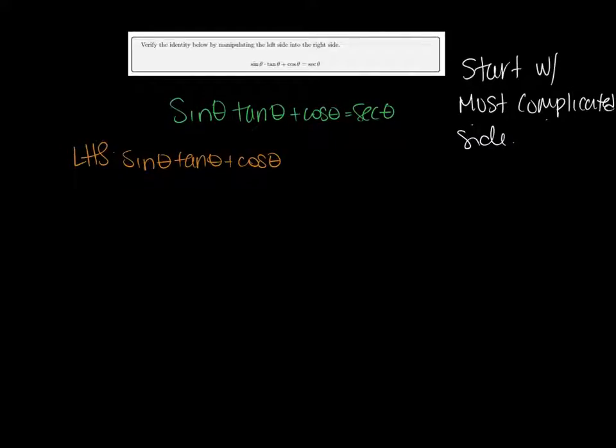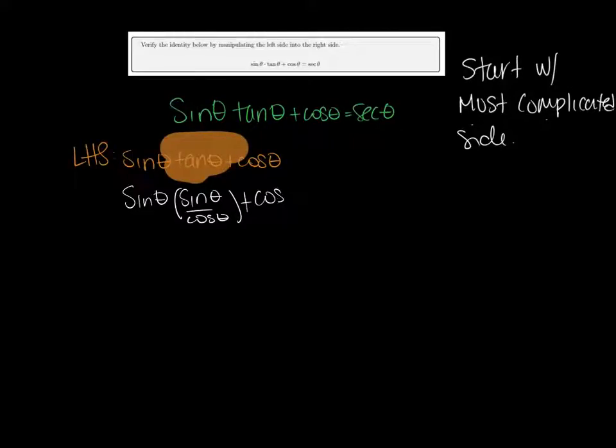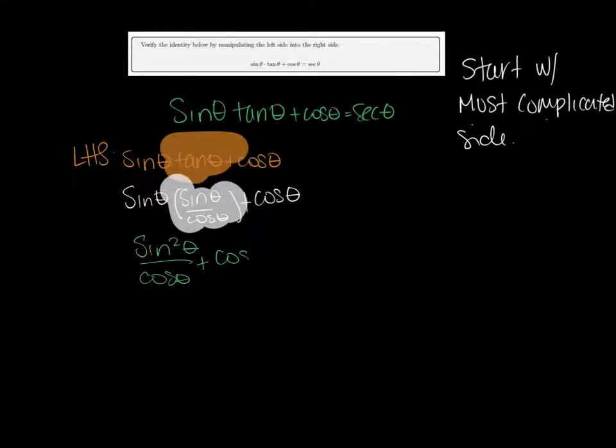Notice that we have a tangent theta right here. So we want to convert that into sine and cosine. When we do this, we end up with sine theta times sine theta over cosine theta plus cosine theta. Now we're going to carry out that multiplication that you can see here. So in doing that, we have sine squared theta over cosine theta plus cosine theta.